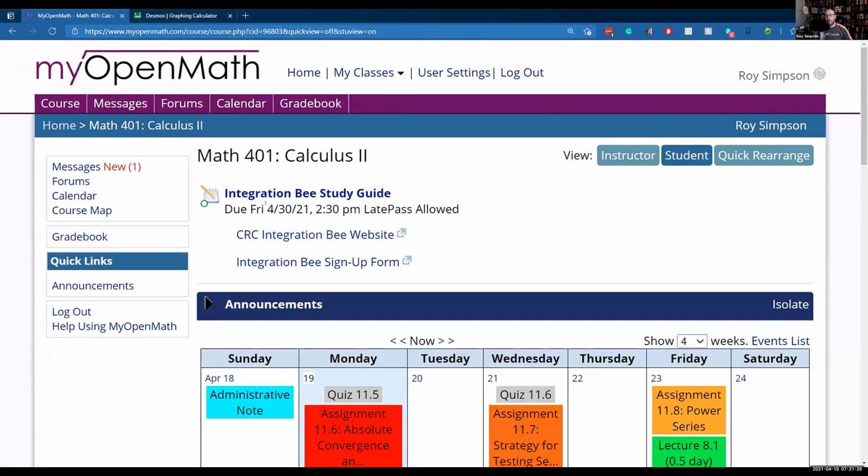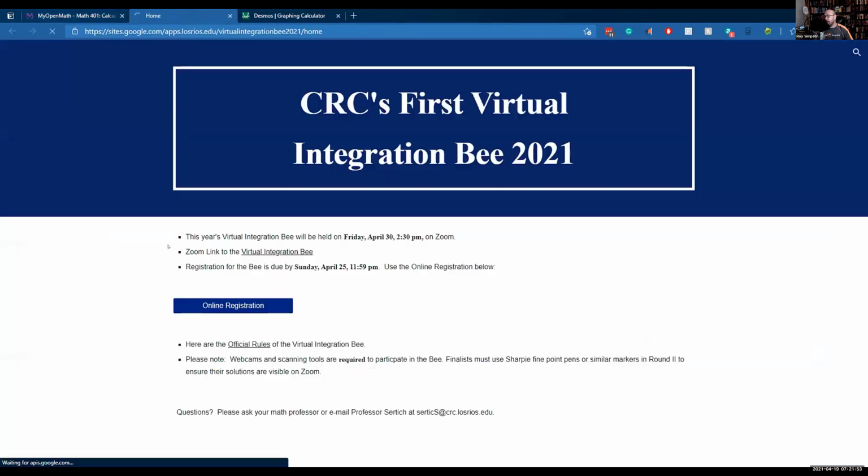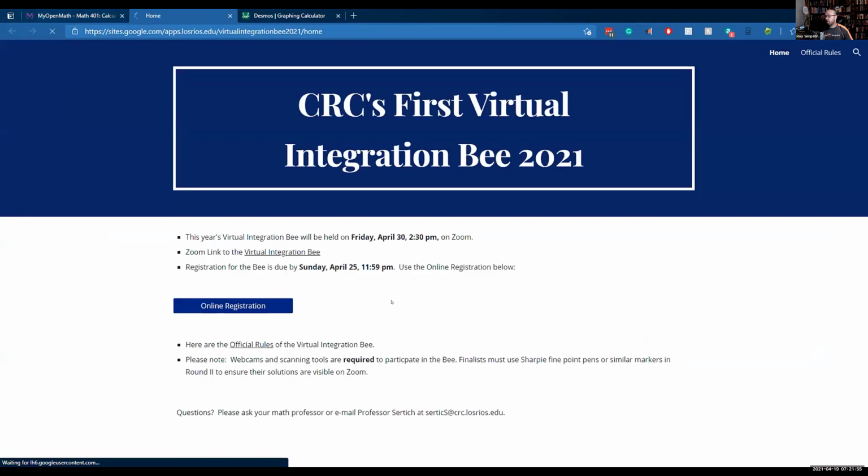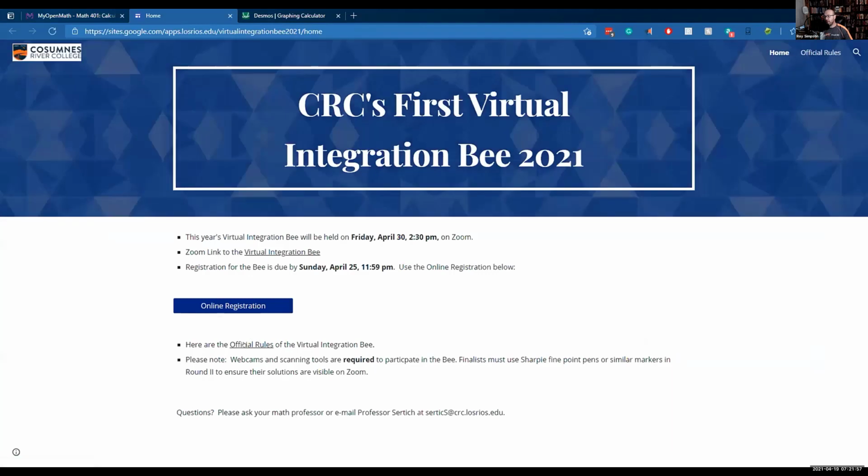We have the Integration B coming up. That is on the 30th. So it's almost 2 weeks away. It's a week from this upcoming Friday. And so, just to keep things as normal as possible for our students, we decided to go ahead and offer the Integration B this year. It'll be done virtually, but you can click on the links there and you can see all the information about the Integration B this year.